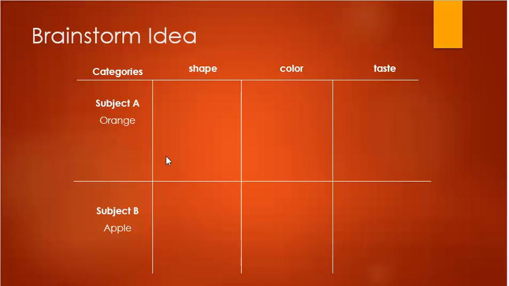We're going to brainstorm an idea here, and what I'd like you to do in your notes is copy down this chart, and I would like for you to fill in the boxes. So you're going to take a look at subject A, which is an orange, describe its shape, color, taste. And subject B, again, you're going to describe its shape, its color, and its taste. Once you have done that, I would like you to write a sentence that compares the two, and then a sentence that contrasts the two. So pause the video and give that a try.